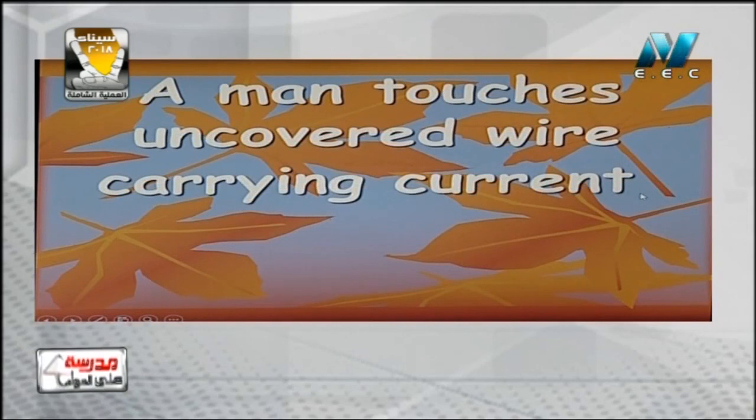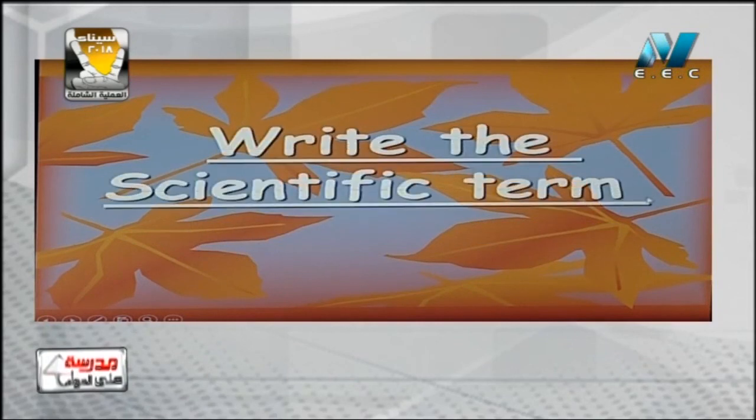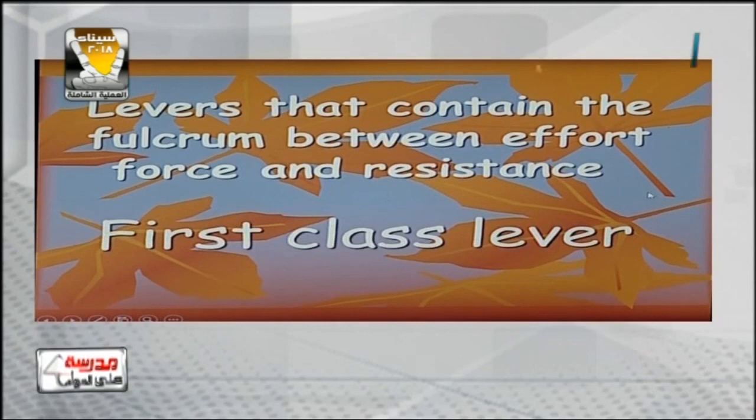A man touched an uncovered wire carrying current. If someone touches an uncovered wire, which we call a bare wire, carrying current, meaning electric current inside, he will be shocked by electric shock. Here, this is one of the direct dangers of the electric current. The last question: write the scientific term. The last question we will take together says: levers that contain the fulcrum between effort force and the resistance force. Here it will be the first class lever.